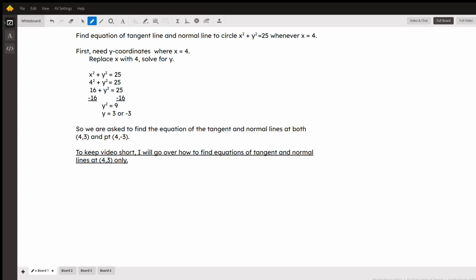So that means we're going to find the equation of the tangent line and normal line at both (4, 3) and at point (4, negative 3). But that would make the video way too long. So I'm just going to focus on finding those two things at point (4, 3) only.